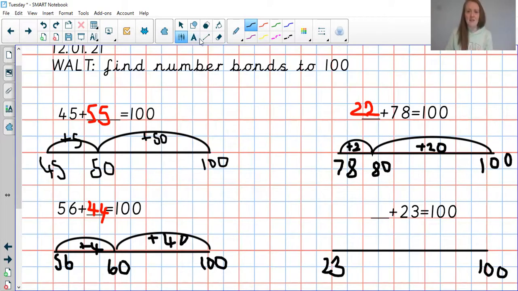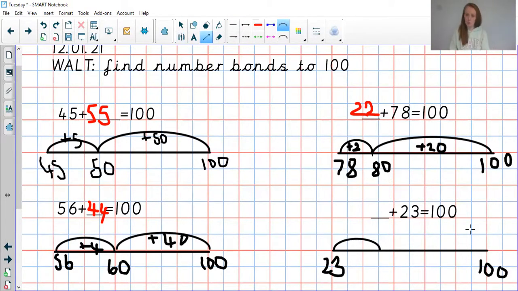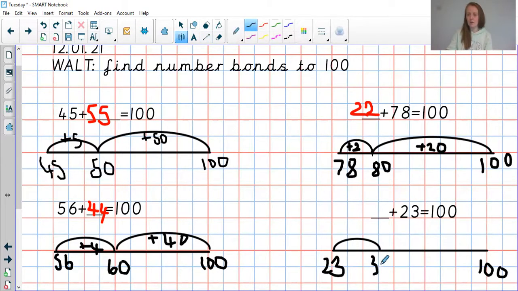And then the next step that you should have completed on there was to jump from 23 to the next multiple of 10. So imagine this number is 20. The next multiple of 10 would be 30. There. What did you have to add to 23 to get to 30? I'm hoping that you realised you needed 7 to get to the multiple of 10 there. Well done if you did.